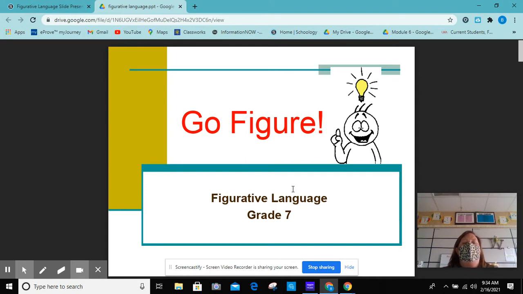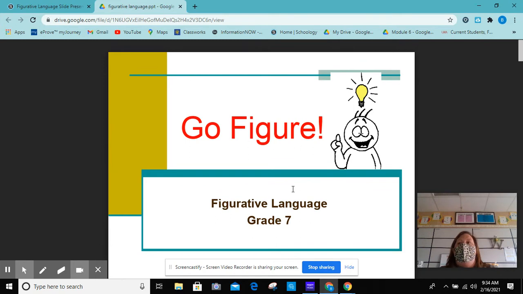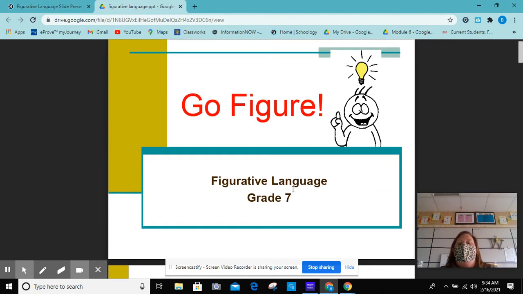Okay, may have to go in and do something to it. Trey. Okay, I will see what I can do to fix it, okay? But for right now, I'm going to go ahead and get started. All right, go figure.